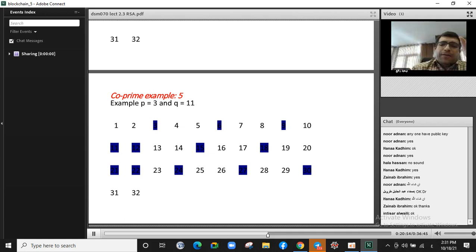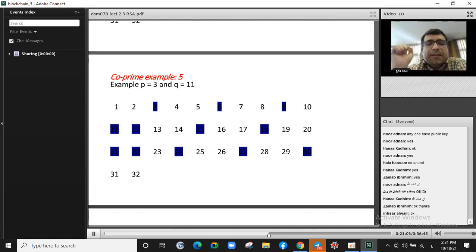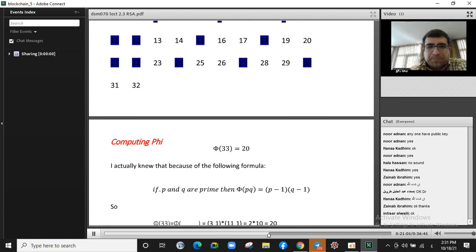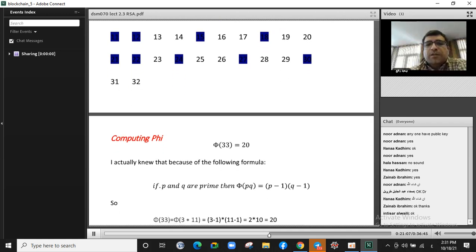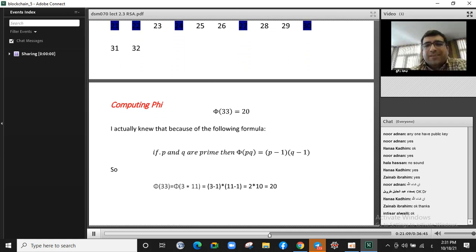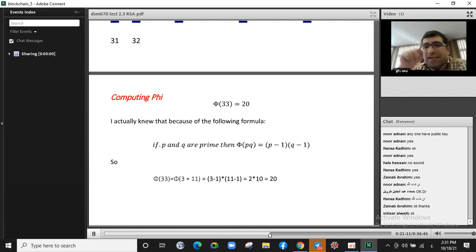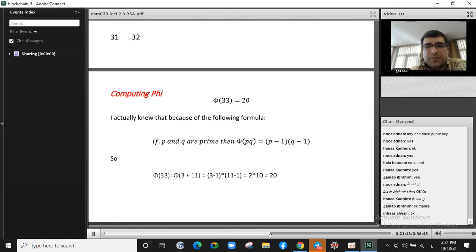Anyway, we should find the number of coprimes. Coprimes of 33, in this case, if you count them, 1, 2, 3, the number is 20. So the totient of 33 is 20, or phi of 33 is 20. In general, we don't need counting like this. There is a very, very simple formula.